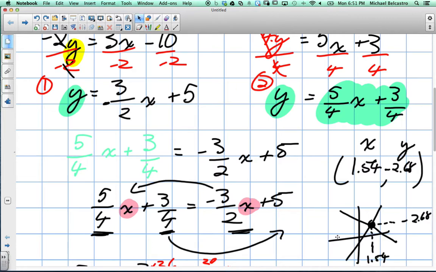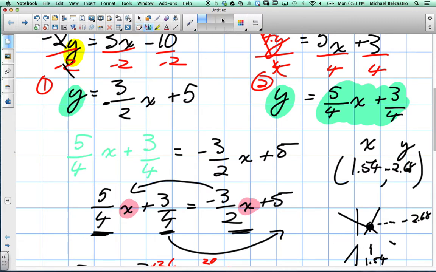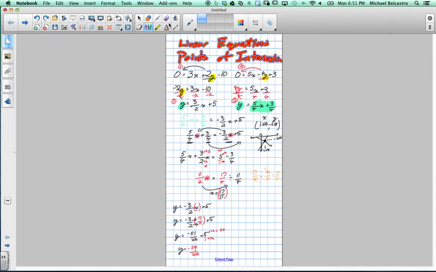That means this axis. Shoot. Let's kind of do this just so it makes a little more sense. The x-axis should be way up here. Okay? So the x value where they intersect each other is 1.54, and the y value is at negative 2.68. Tons of work.